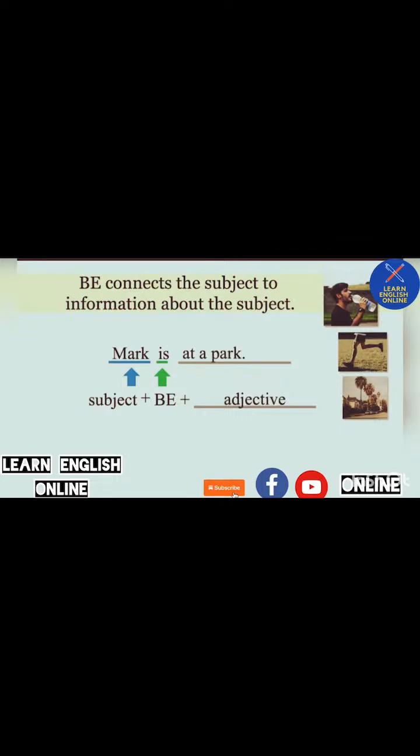Mark is at a park. Now, that information is at a place. Mark is from California. Also, a place, from a place. Be connects the subject to information about the subject when there isn't really an action happening.